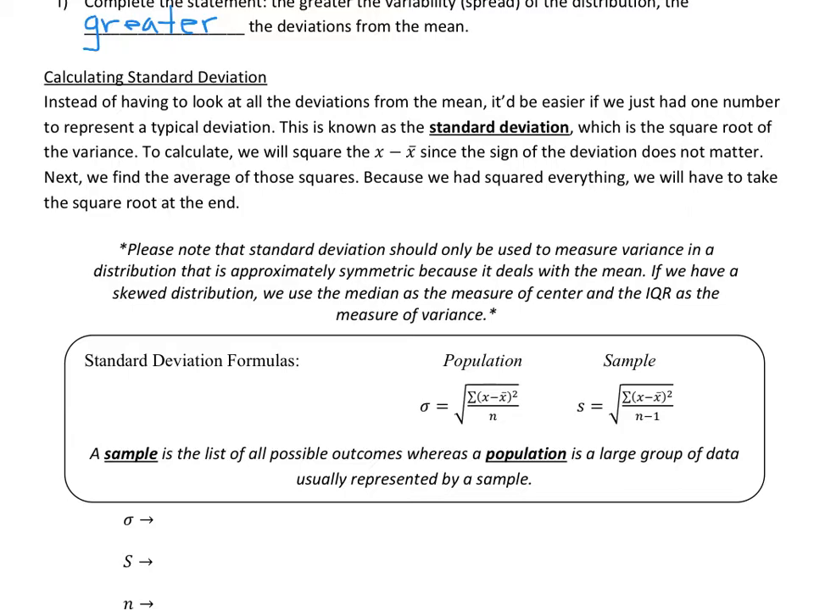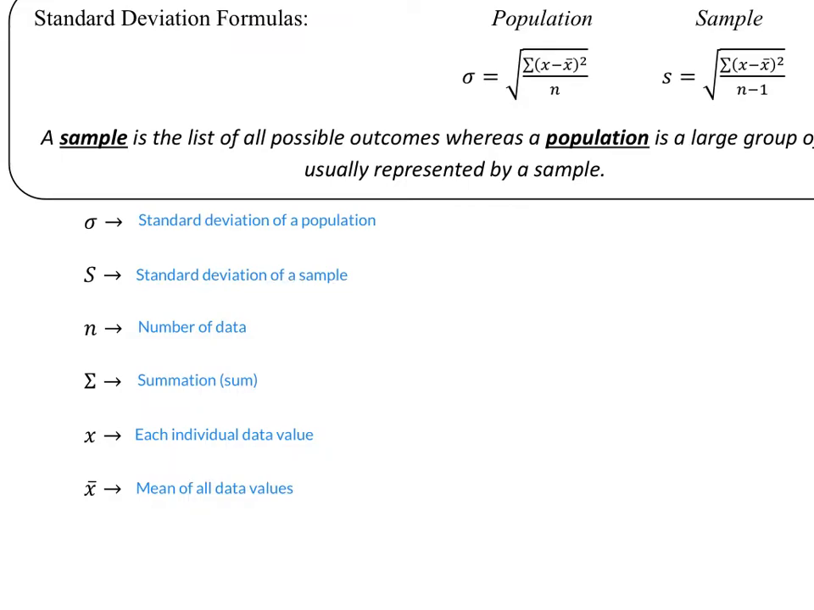Standard deviation formulas. We have two different ones, one for a population and one for a sample. Remember, a population is the whole group, and a sample is a piece of that group, usually used to represent the population. I'm going to type out what each of these symbols mean underneath, so take a minute and pause the video and jot them down. So here are the symbols. Make sure you jot down what those mean.